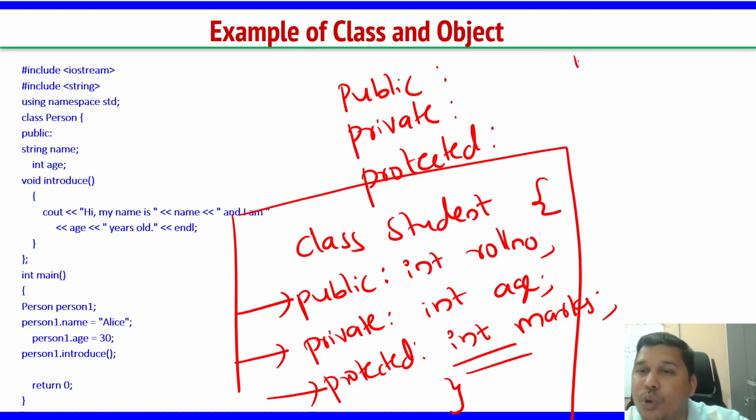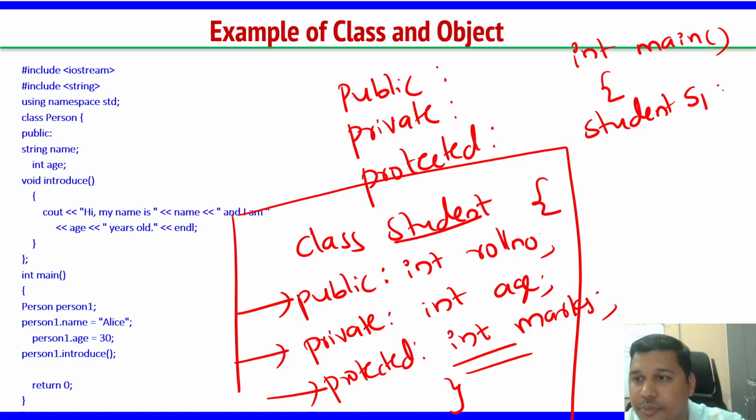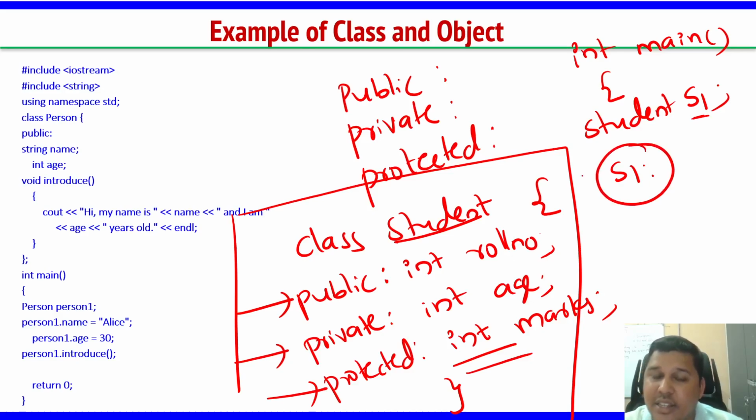Now, when I go to main and create an object there, what is the class name? Student. So I will create here Student, and an object S1. When I create the object S1, it can access the variables which are publicly available. This S1 can access all these three variables.